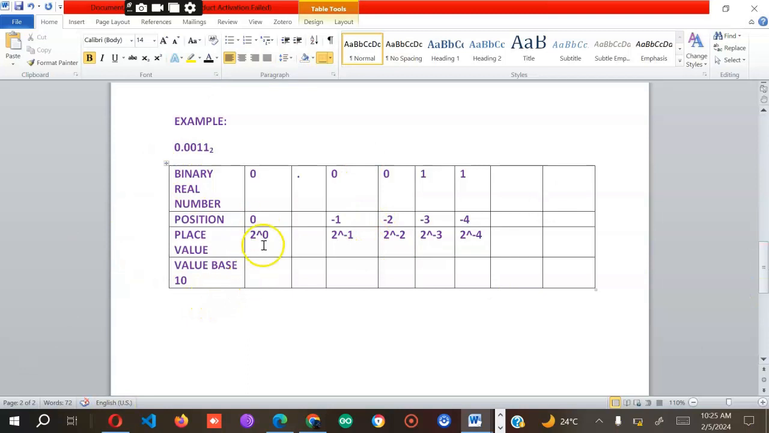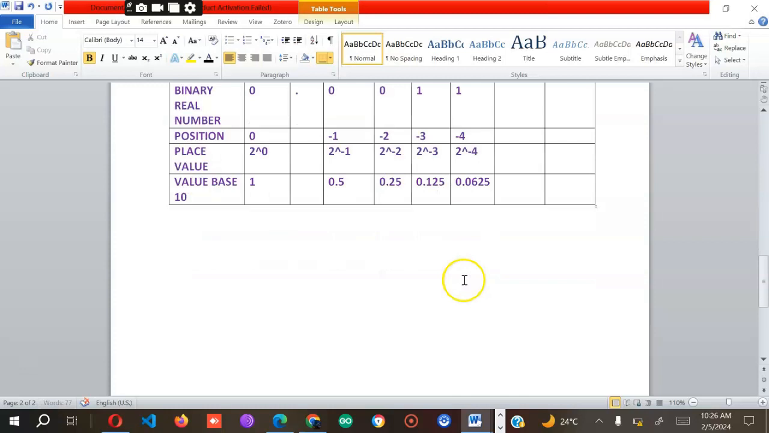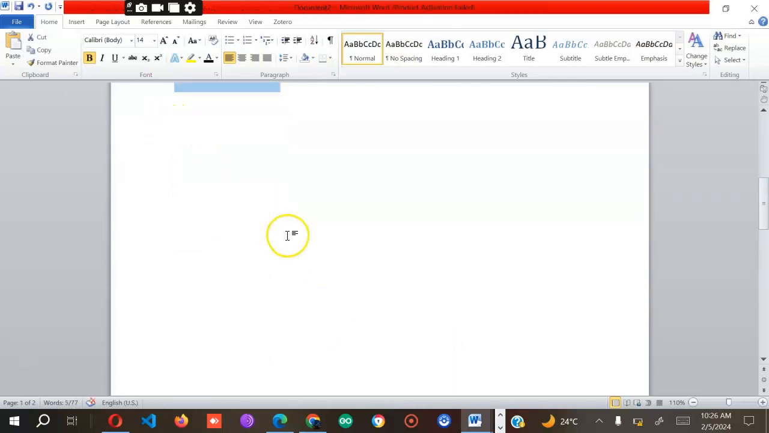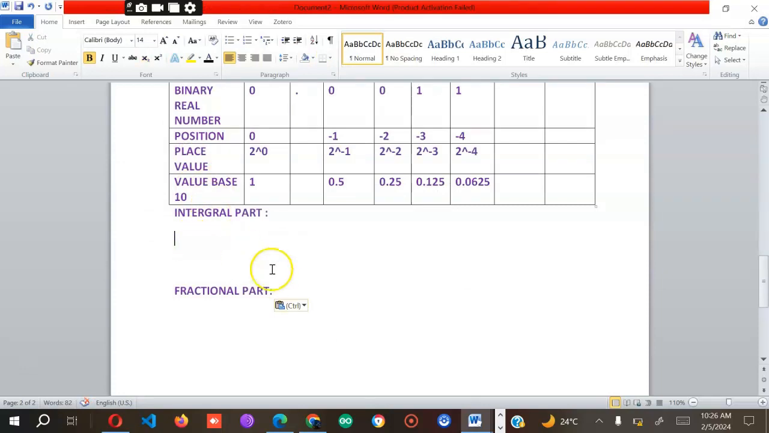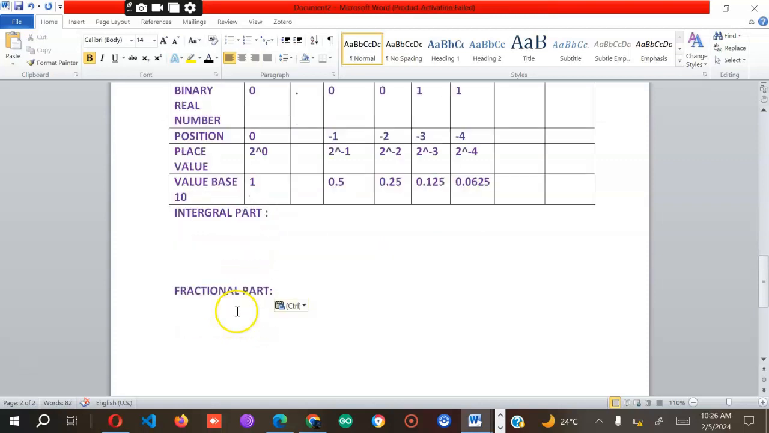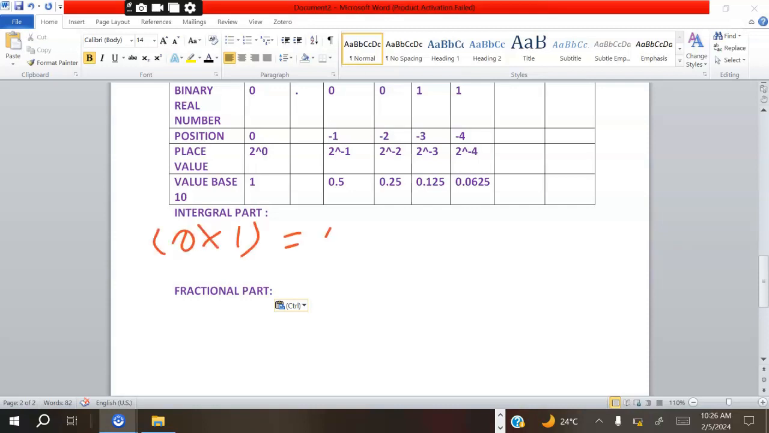Okay, when you expand this one, it is supposed to give you 1, while this is 0.5, 0.25, 0.125, and 0.0625. Okay, having done that, the next step is to pick the integral. So the integral part is the real number multiplied by the value base 10. So for the first scenario, we have 0 multiplying by 1, which is going to give us 0.